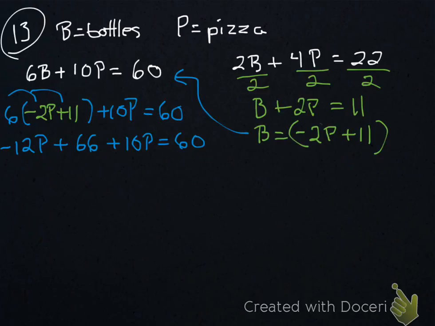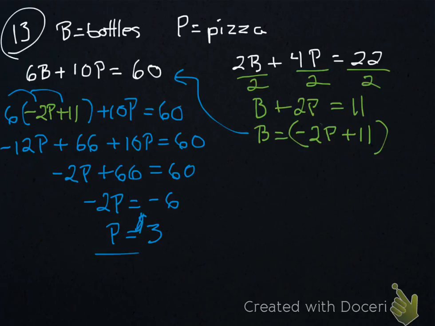Now let's combine our like terms. Negative 2p plus 66 equals 60. And then move the 66 over. Negative 2p equals negative 6. Divide by negative 2, p equals 3. So the pizzas are $3 each.